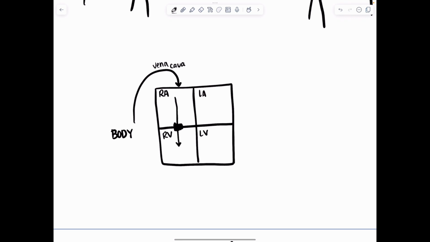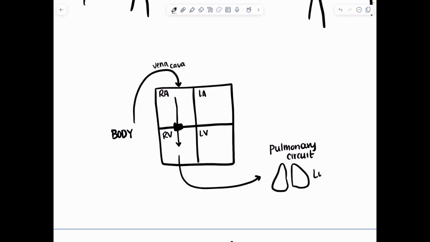we have atrial systole. It will be pushed into the right ventricle through the tricuspid valve or my right AV valve. And then when we have ventricular systole, this will then be pushed into our pulmonary circuit, which is our lungs. And that is one of the main contenders we're talking about today, right?